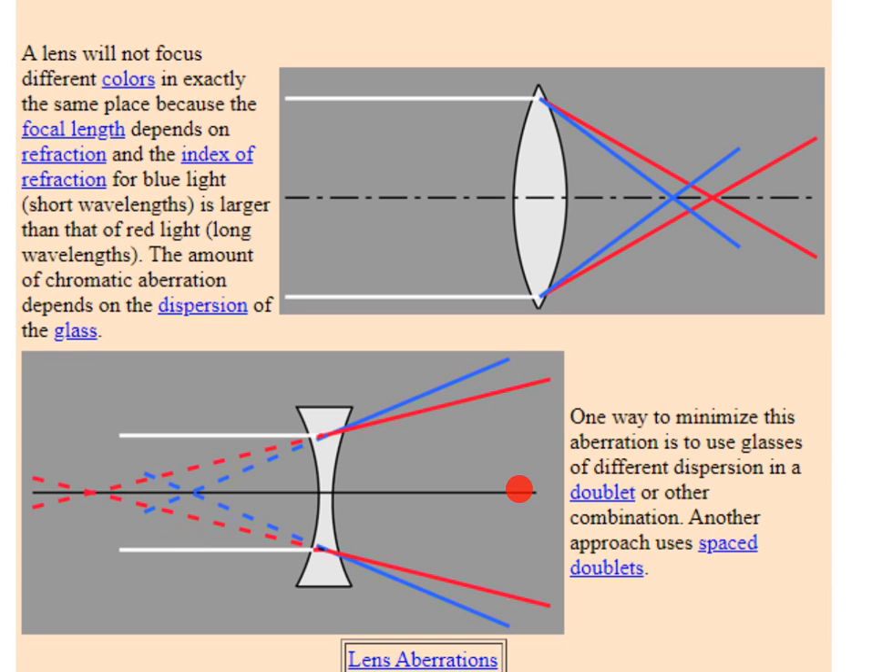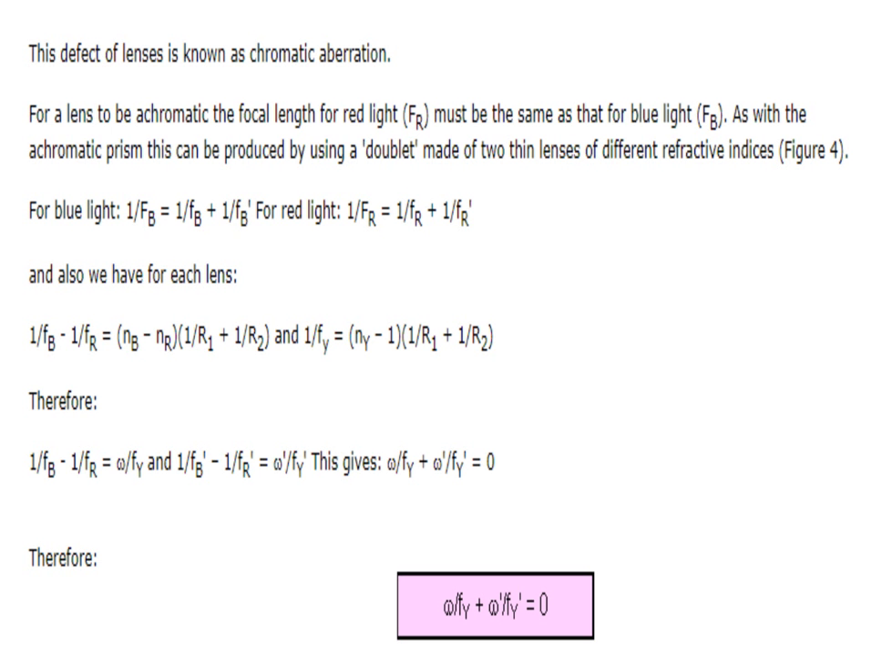So one way to minimize these aberrations is to use glasses of different dispersion in a doublet or other combination. Another approach is a spaced doublet. Next, for a lens to be achromatic, the focal length for red light, denoted by FR, must be the same as that of the blue light.